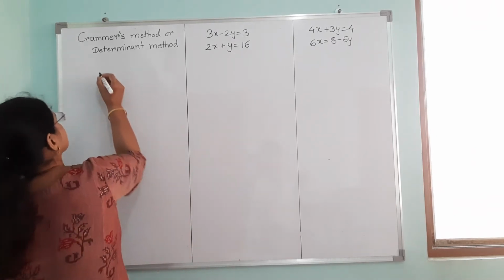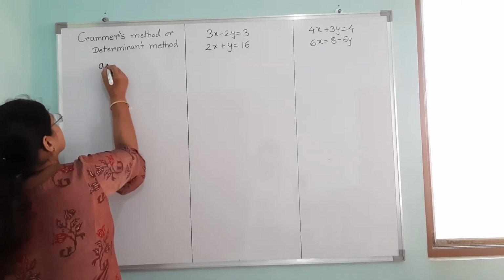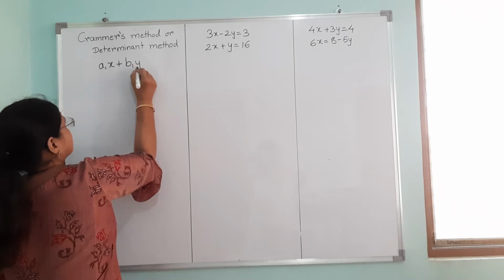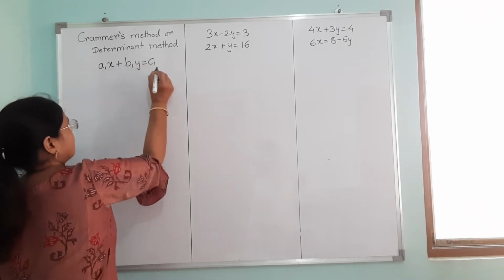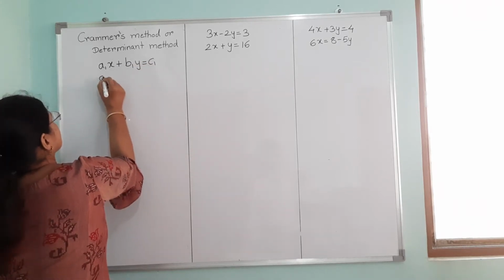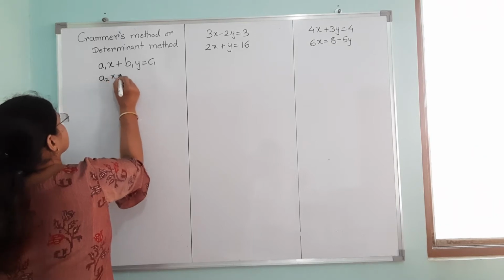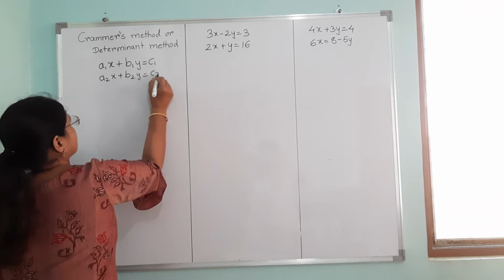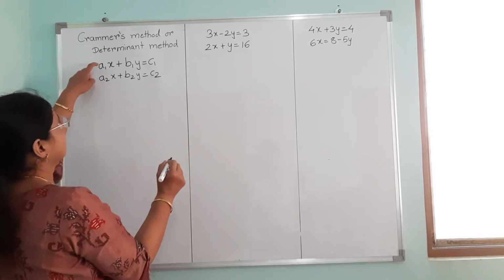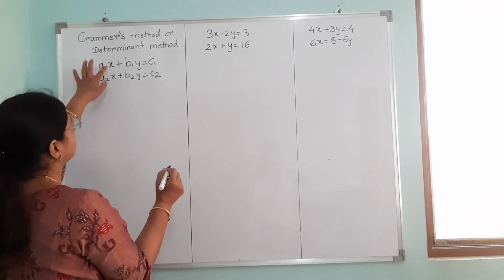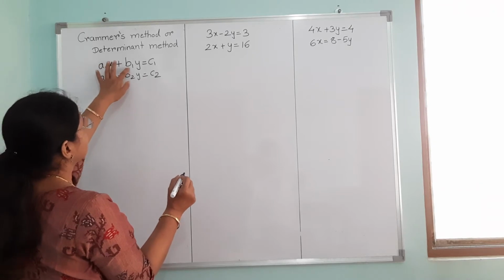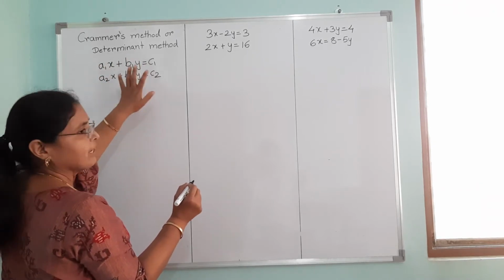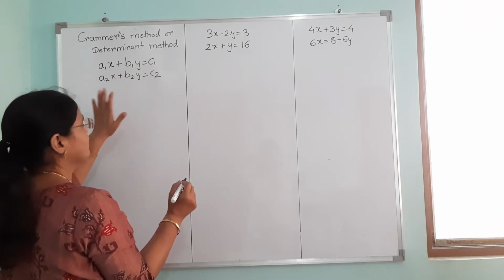If we are given a1x plus b1y equal to c1 as the first equation, a2x plus b2y equal to c2 as the second equation. Here a1 and a2 are coefficients of x, b1 and b2 are coefficients of y, and c1, c2 are the constants. Now how to solve it?